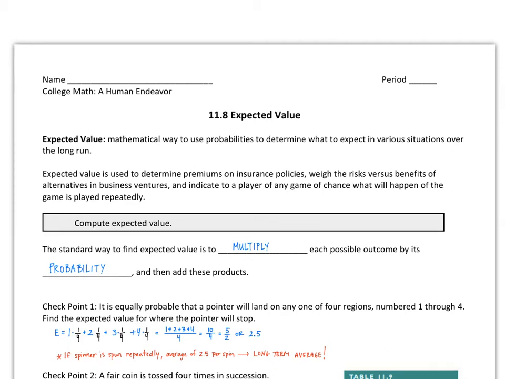Welcome to 11.8 expected value. So we're going to talk about what expected value is. If you keep doing the same event over and over and over again, what are we expected to get in the end?